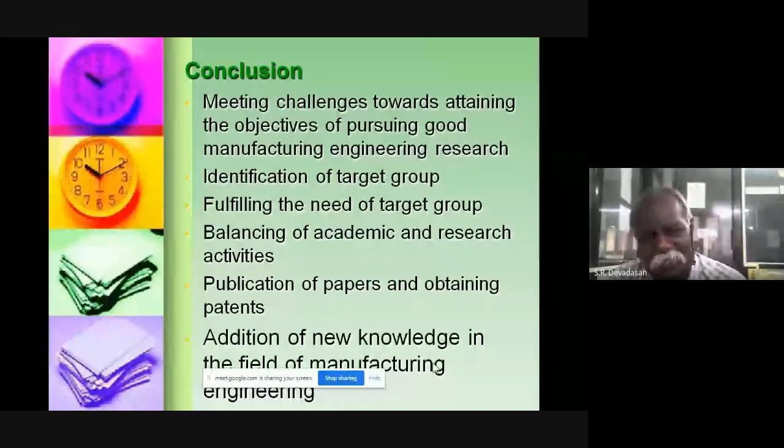And once we are able to make some improvement to the product, we can even go to the extent of obtaining patents. And finally, in total, the research activities that we do should result in new knowledge.